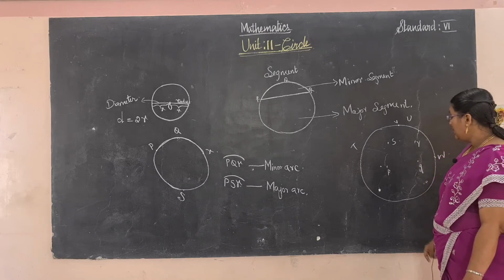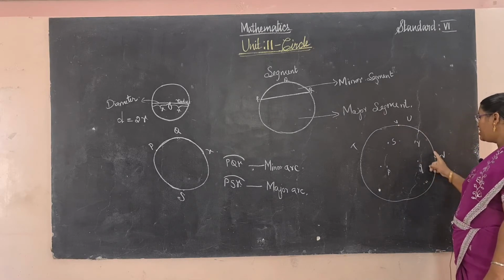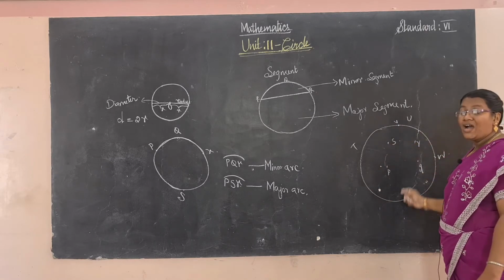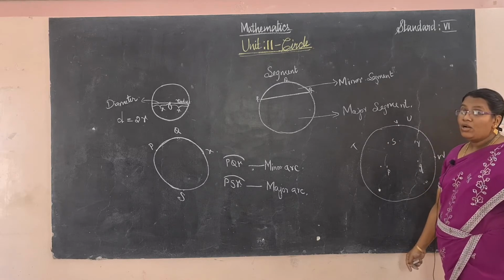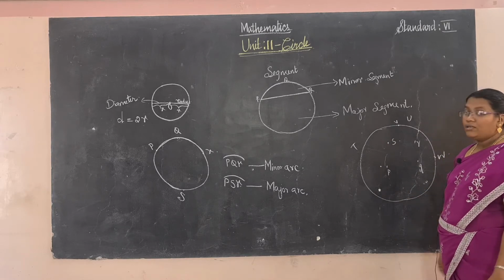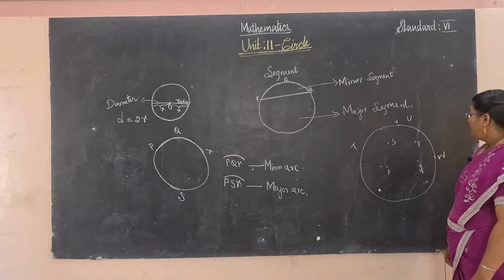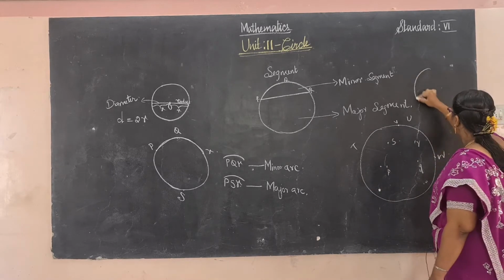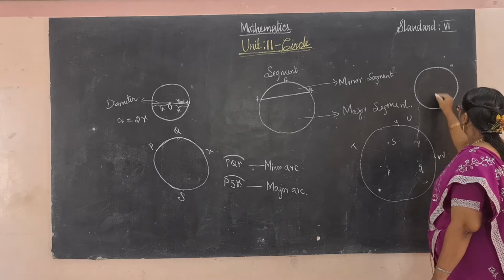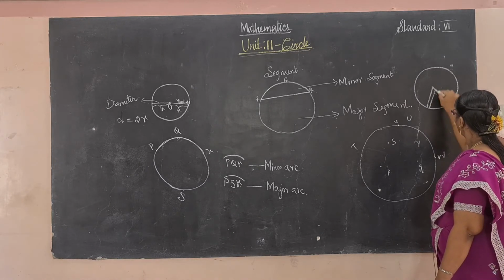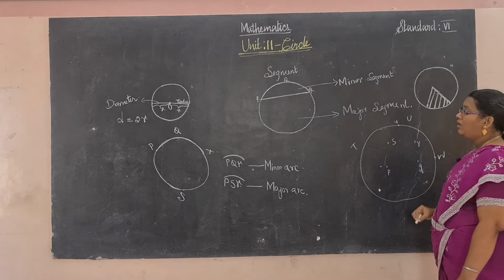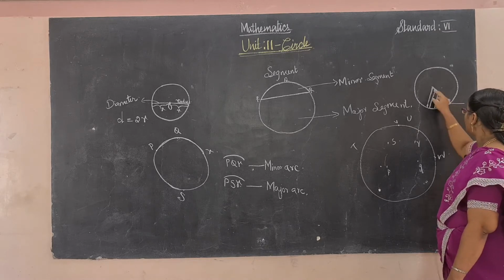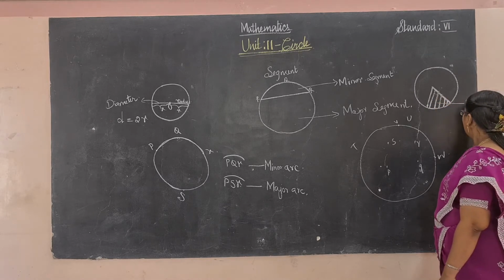Exterior of the circle. And the points lying on the curvilinear boundary of the circle are called the boundary of the circle. And finally we have learned the sector. The shaded portion is called the sector. Everyone knows that a pizza has sectors. So this smallest part is called the sector.